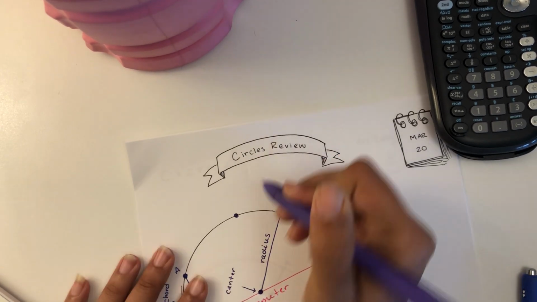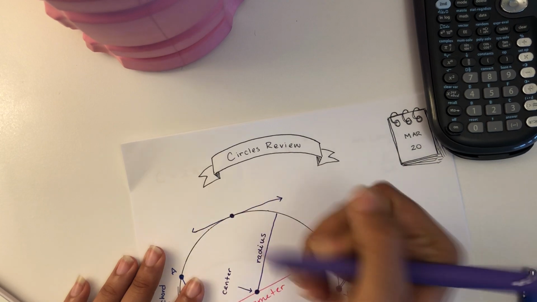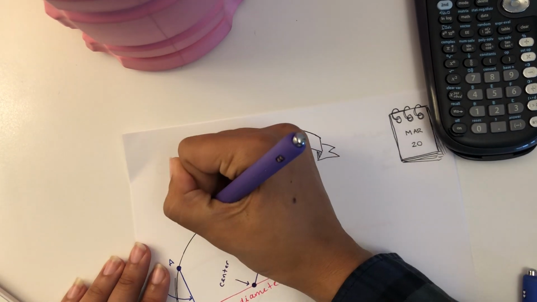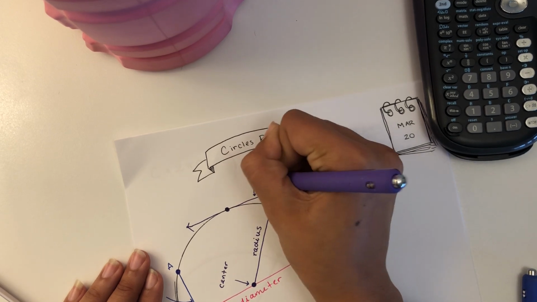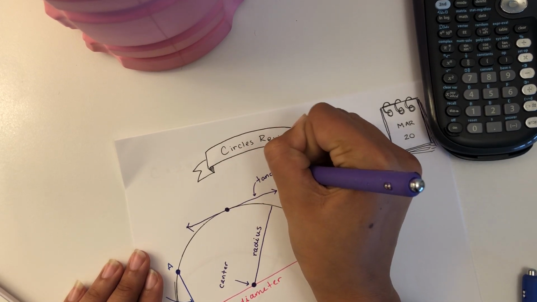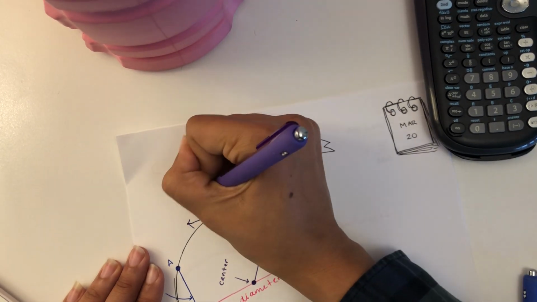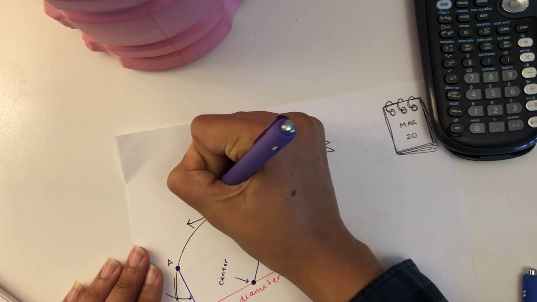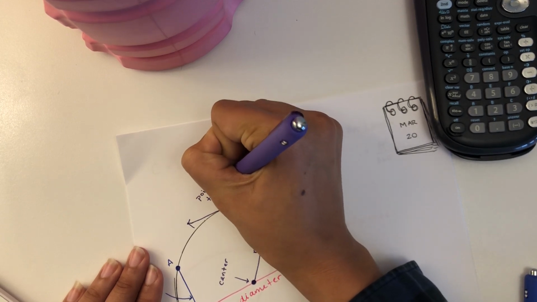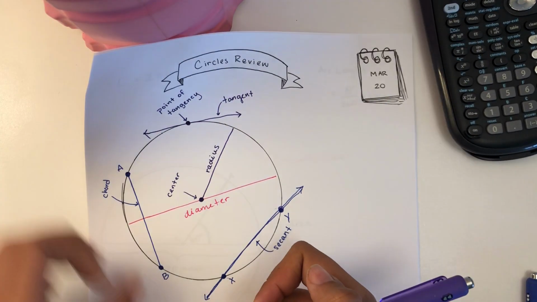And then finally, two more things to label on this circle. What's a line that only connects at one point with the edge of the circle? That is a tangent. And then what's this little point here called? Point of tangency. Perfect. All right, so this is what your circle should look like.